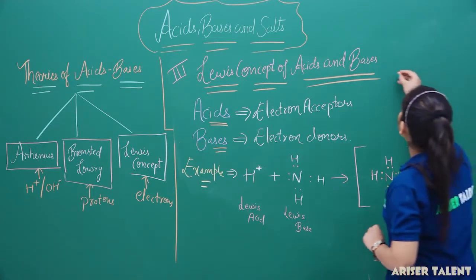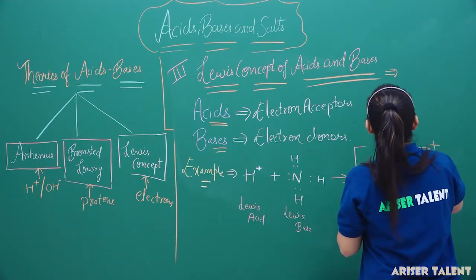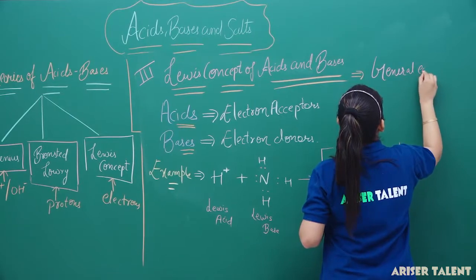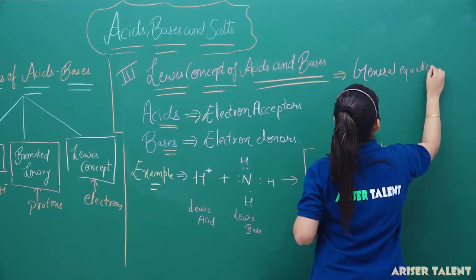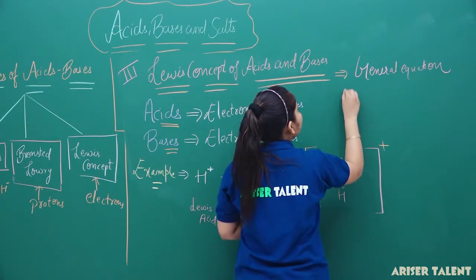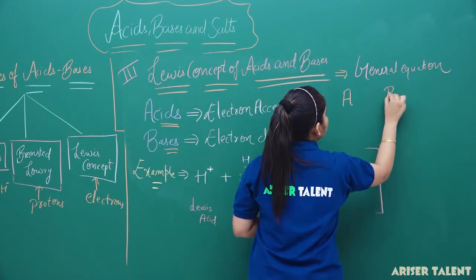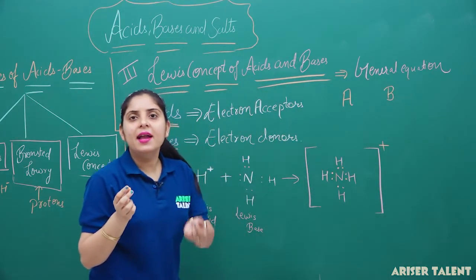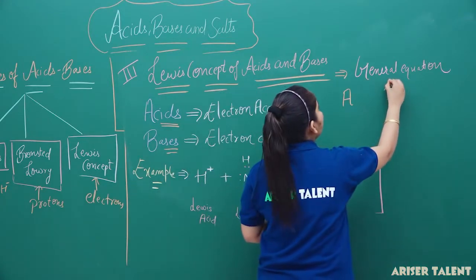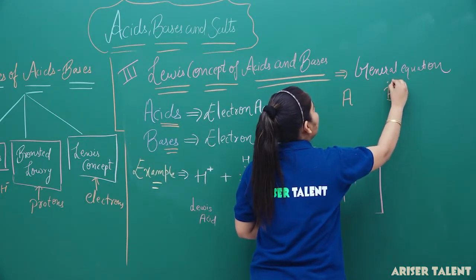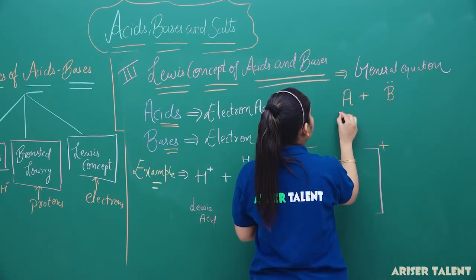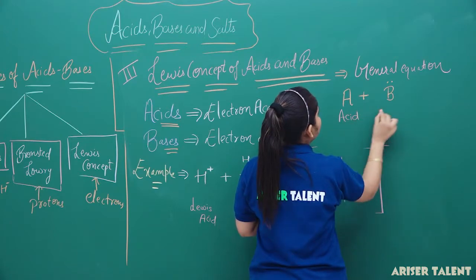In general, we can write the equation. Suppose we have an acid A and the base is B. Now, we are saying that acids are the electron acceptors and bases are the electron donors. So, the base will have a lone pair of electrons on it. So, this is our acid and this is our base.